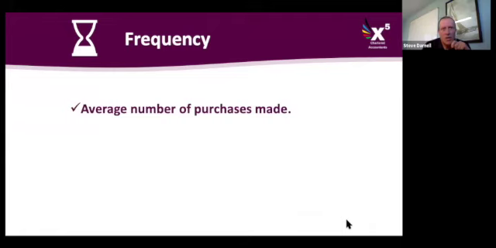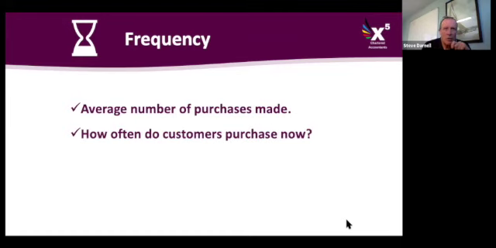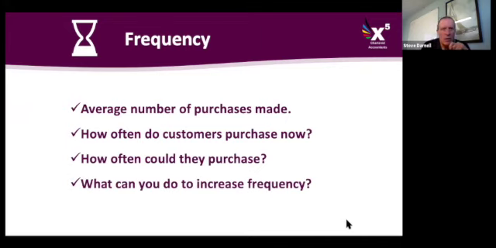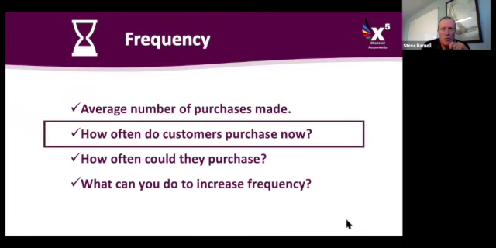So a key metric here is, do we know the average number of purchases being made? How often do customers purchase now? Once you understand that, you can start asking, how often could they purchase, and what could we do to influence the frequency of purchase? Again, a lot of the strategies are very easy. It's just talking to people, actually. So how can you increase the frequency? A key metric in there is, do you know how often your customers currently purchase, and could we increase that number?